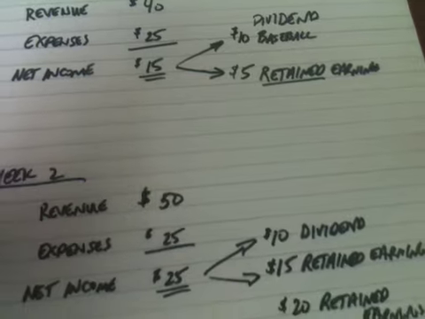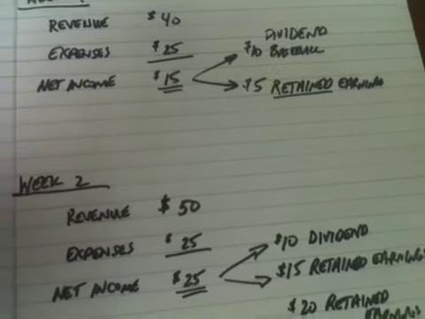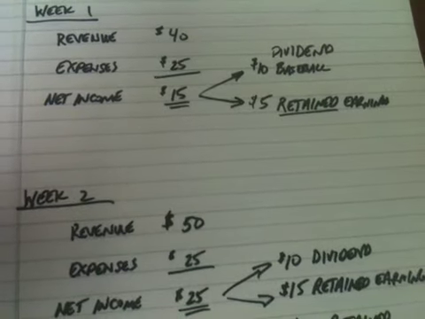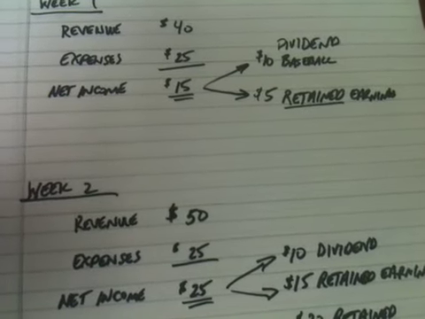So I hope that helps explain it. Retained earnings is fairly, well, because of the name, it does make a lot of sense.